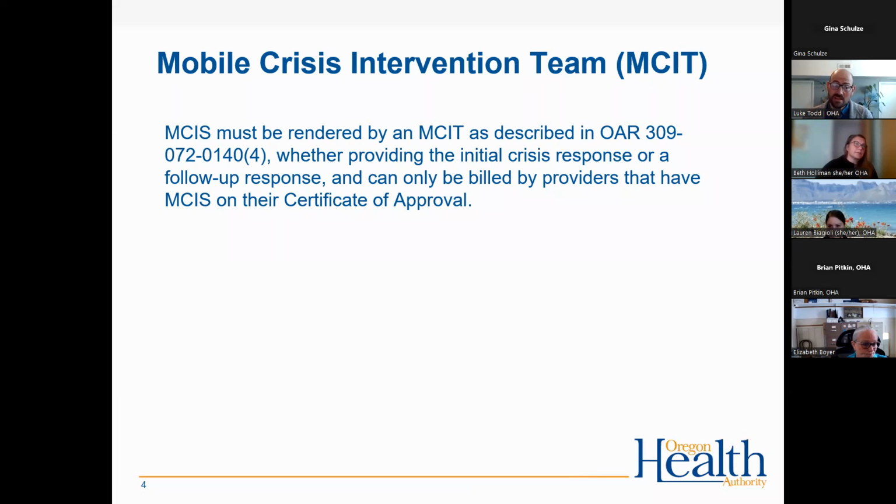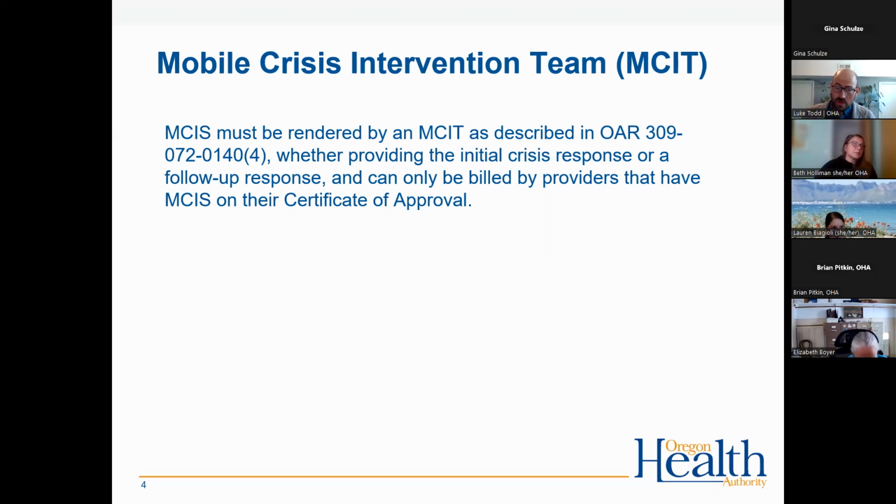It currently says MCIS must be rendered by an MCIT, or mobile crisis intervention team, as described in the rules, whether providing the initial crisis response or a follow-up response. That is not exactly true. The way I have it written right now, it says the initial crisis response must be rendered by an MCIT. You'll see in rule and in the billing guide, we do allow for one-person follow-up responses that are not rendered by a mobile crisis intervention team.